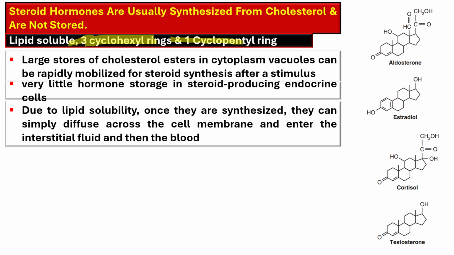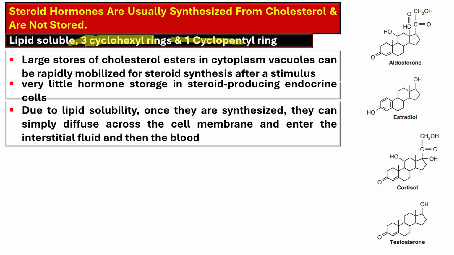Their release mechanism is that they are not packaged in secretory granules, and instead, upon synthesis, they freely diffuse across the lipid barrier of the cell membrane. They enter the interstitial fluid, then the bloodstream, and bind to carrier proteins such as albumin and corticosteroid binding globulin. So their speed of action is slower than the peptide hormones, but they have a longer duration.